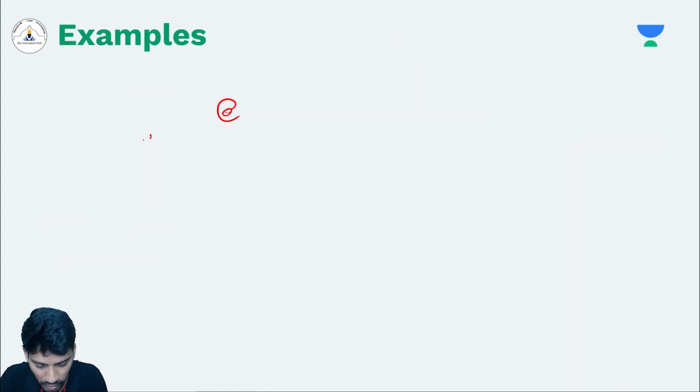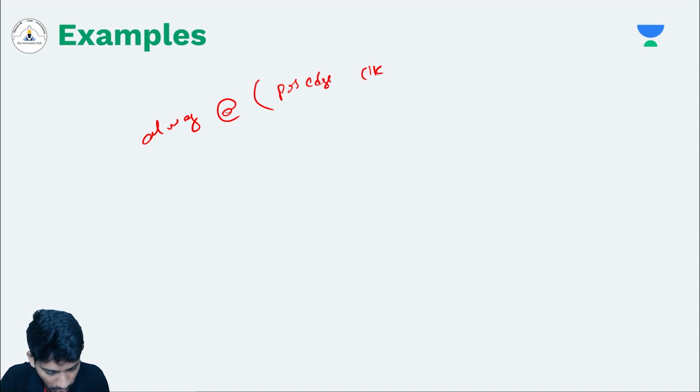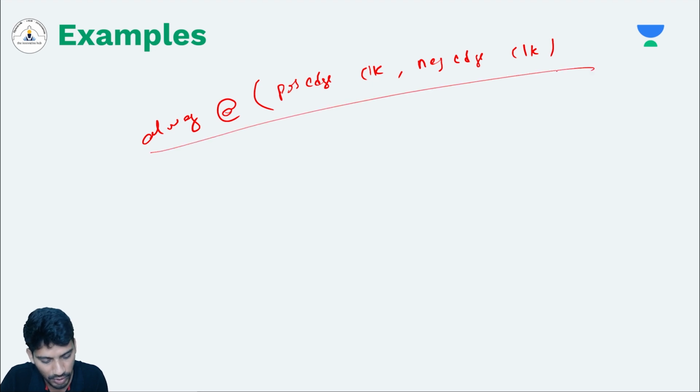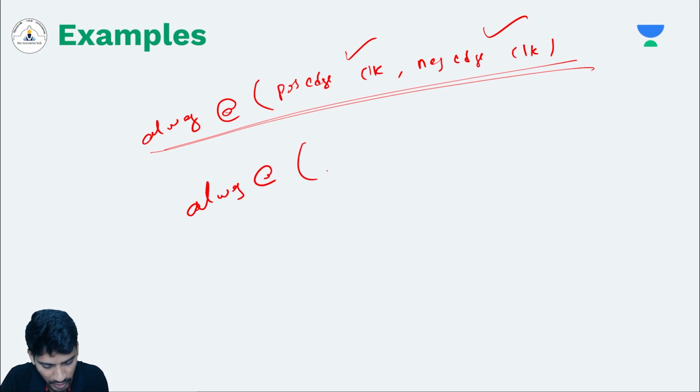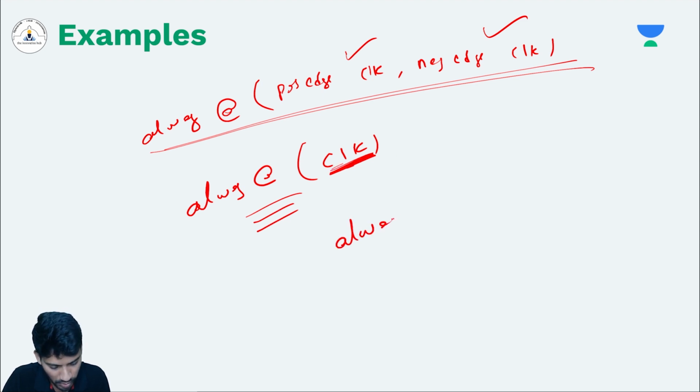You can use both positive edge and negative edge in the same always block like this: always at posedge clock, comma, negedge clock. So what does this do? It will do the operation at both positive edge and negative edge. And you can use always at clock. What does it do? It will do the operations inside the always block whenever there is a change in the clock. Or you can even use always at asterisk.